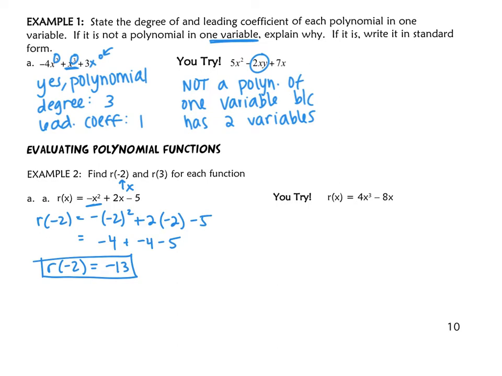We are also finding r of 3, which means you're plugging in this time 3 for x. So I have negative x squared plus 2 times x minus 5. So 3 squared is 9, then it becomes negative. 2 times 3 is 6, minus 5. If we combine all of that, negative 9 add 6 is negative 3. Negative 3 subtract 5 is negative 8.